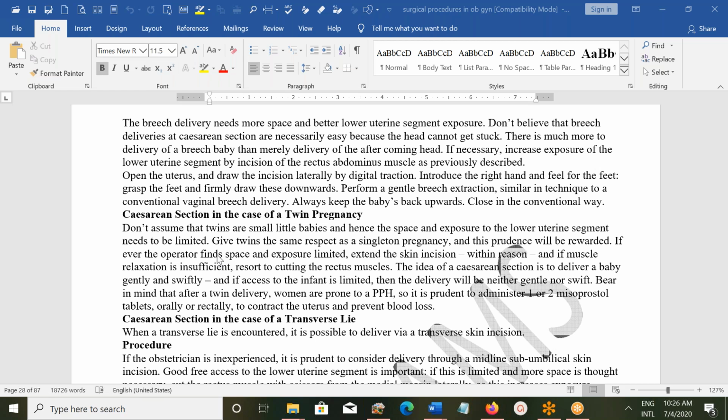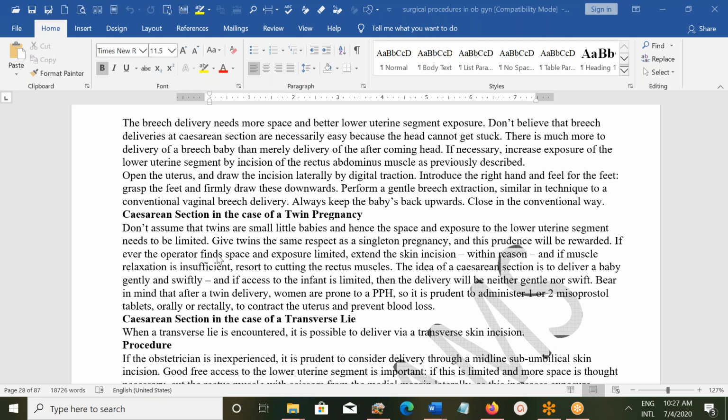If necessary, we need to increase exposure of the lower uterine segment by incision of the rectus abdominis muscle. And like we have talked before, we can cut through the belly of the rectus abdominis muscle. You must have seen that at the time of a patient you are cutting them laterally. That is the point. Okay? So to get more area.